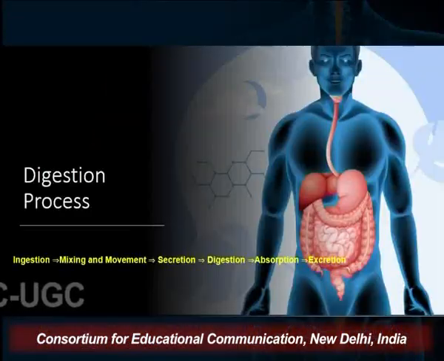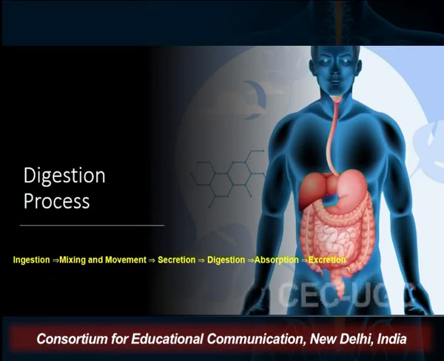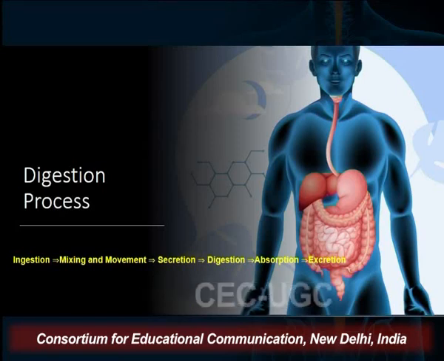Now we are going to study the digestive process. The whole digestive process includes ingestion, mixing and movement, secretion, digestion, absorption, and lastly excretion. The process of digestion begins from the mouth and ends in the small intestine. The large intestine's main function is to absorb the remaining water from the undigested food and enable bacterial fermentation of materials that can no longer be digested.